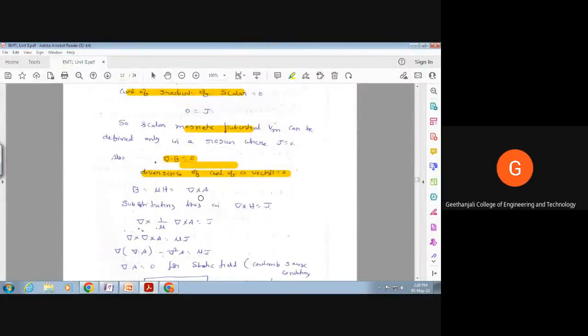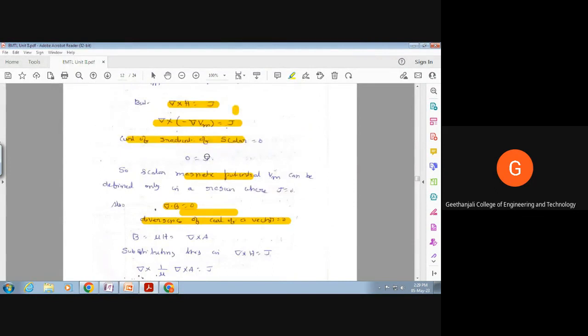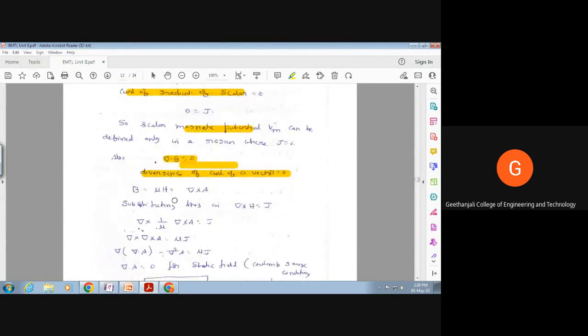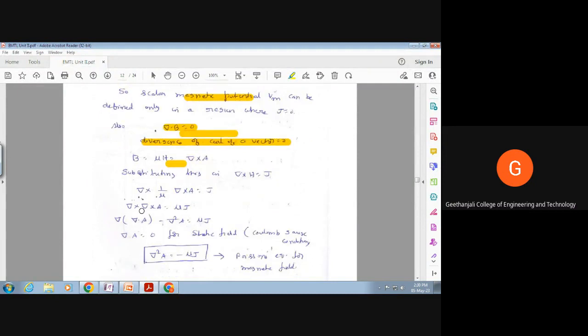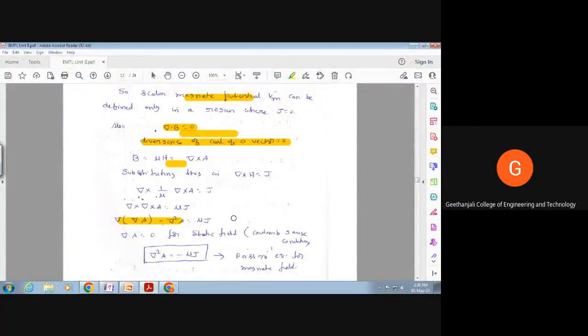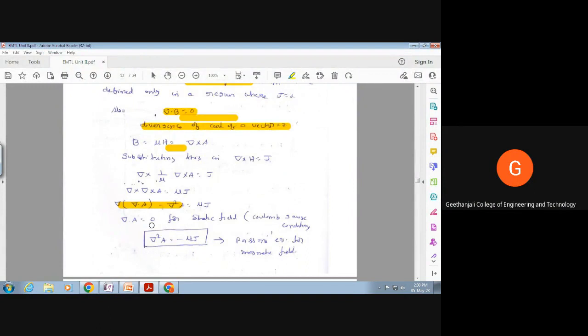When I substitute this in curl H is equal to J, what is H? 1 by mu curl A is equal to J. So curl A is equal to mu J. What is the expansion of curl of curl of a vector? Grad divergence A minus del square A must be equal to mu J. Now what is divergence A? Divergence A is not defined. We have defined only curl A as B, which is equal to mu H.